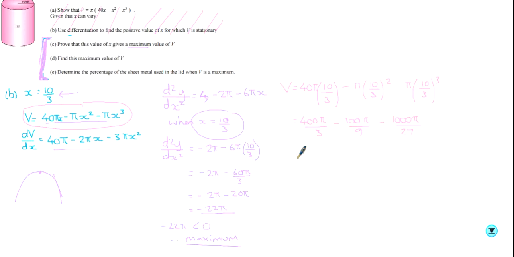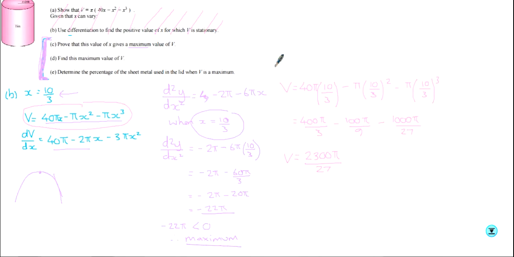Okay, so let's just tidy this up again. You could pick up your calculator now and get the answer a little bit quicker, possibly. Less risk of making an error. But if you make them all over 27, you do eventually get this 2,300 pi over 27. So that's the volume. Okay, E is a pretty nasty question at first. So determine the percentage of the sheet of metal. So we're going back to that 80 pi at the start. Is the lid when V is its maximum.